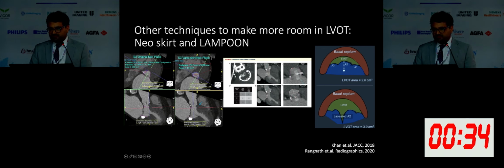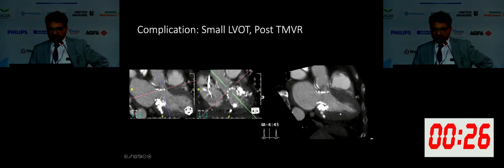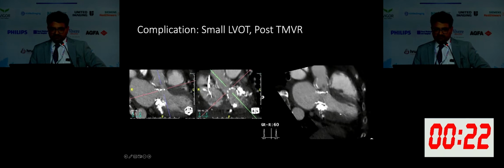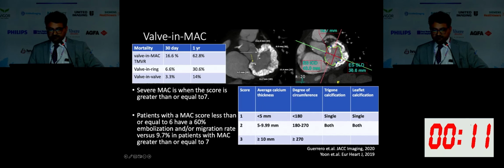So LAMPOON is basically to lacerate the anterior leaflet, which creates room and prevents LVOT obstruction. And this is an unfortunate example where all these measures failed and the patient ended up having a very small neo-LVOT and symptomatic aortic stenosis, or subvalvular aortic stenosis.